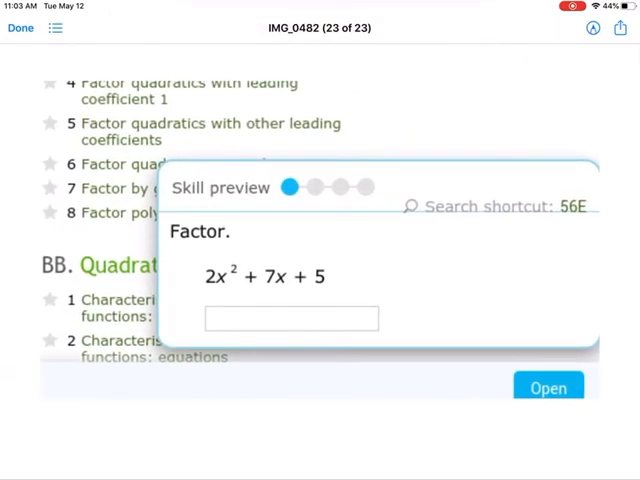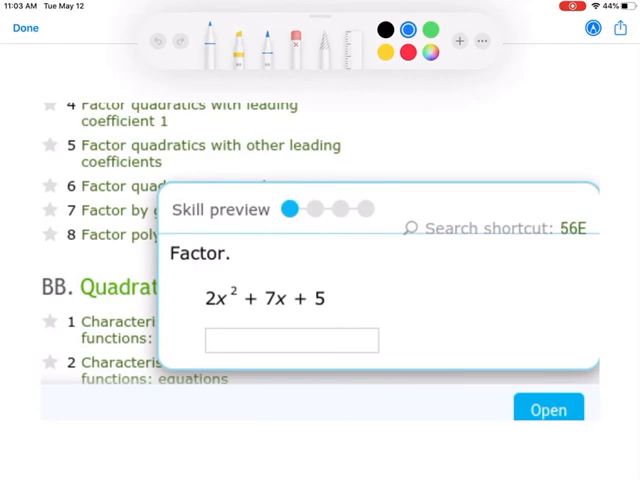Again, no GCF in this one, so I'm going to use the AC method. Here's a nice little quick review for you. A times c is 10. So I'm asking myself, what multiplies to 10 but adds to 7? Okay, that's obviously 5 and 2. That's a nice easy one. So rewrite that middle term.